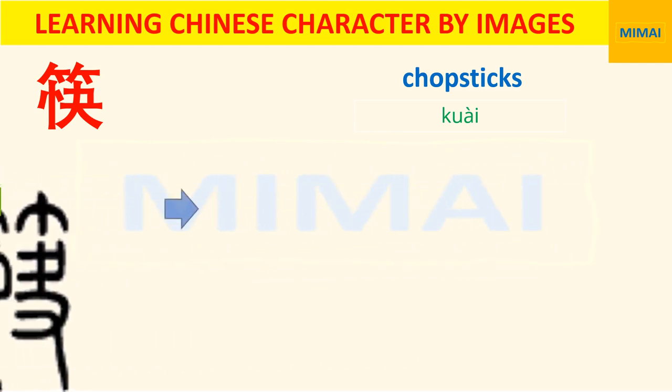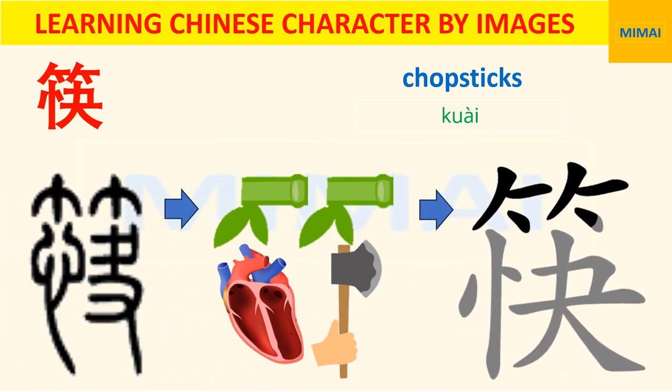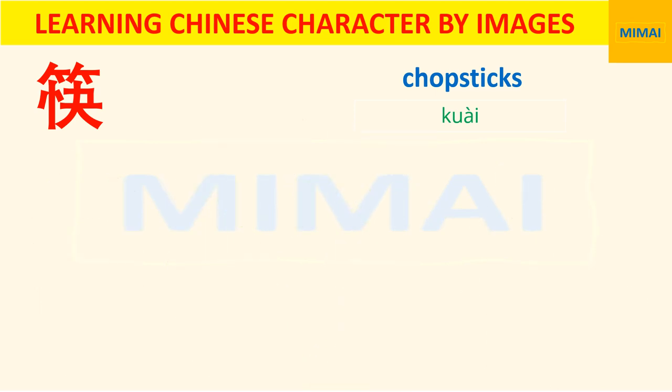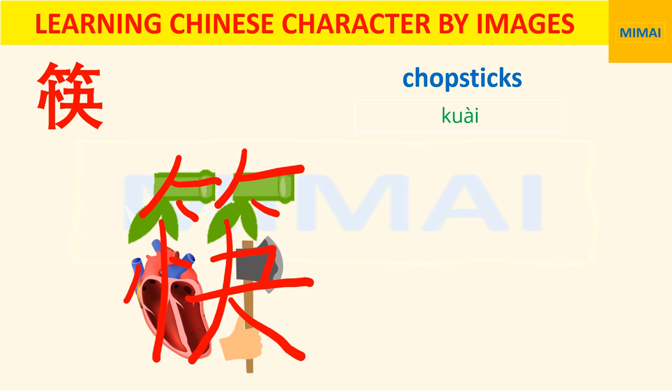This character looks like a pair of bamboo on top. Below is the symbol of being quick, with the heart on the left and the hand holding an axe on the right. It implies chopstick is made from bamboo and a quick, convenient tool for meals. It is drawn with two symbols of the bamboo on top. Below is the symbol of being quick with heart and the shape of a hand holding an axe.